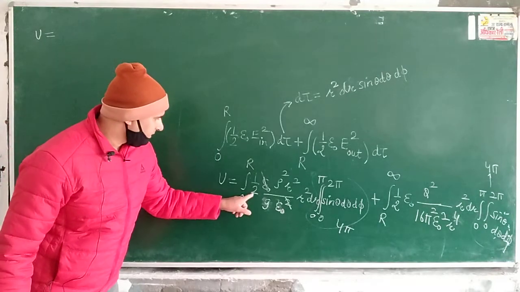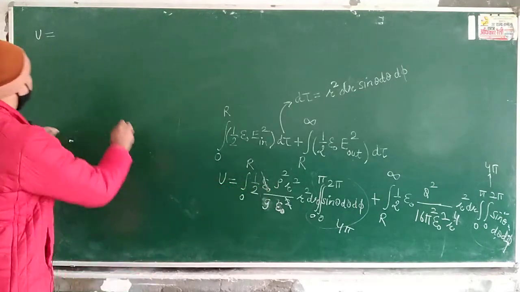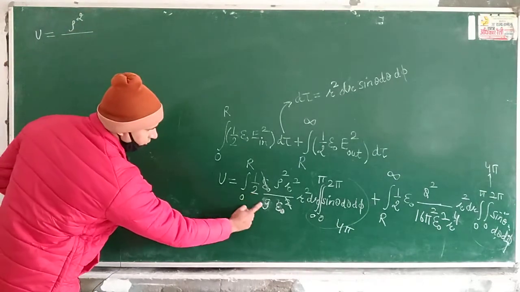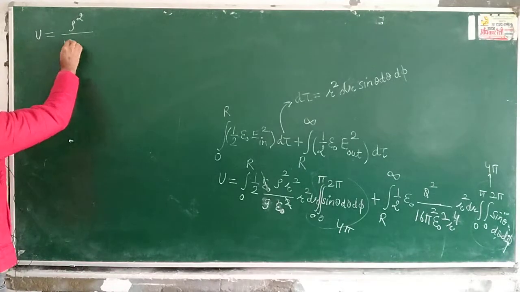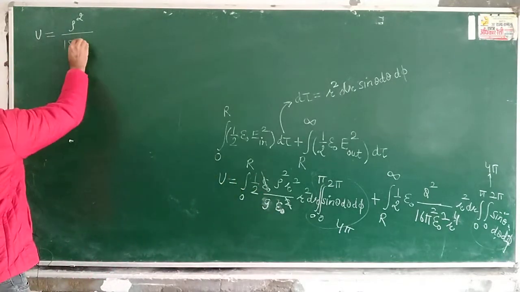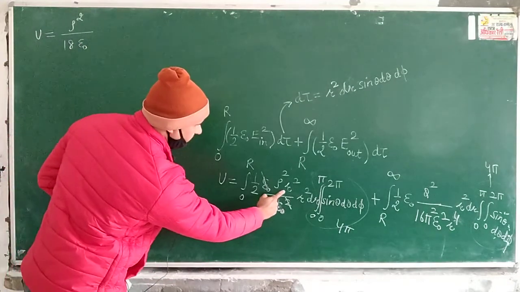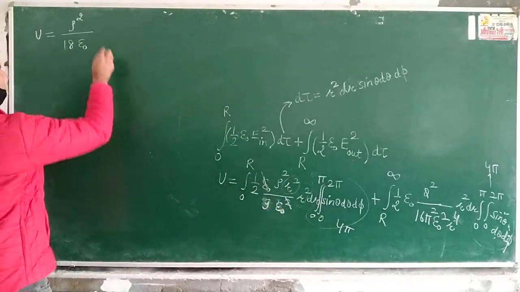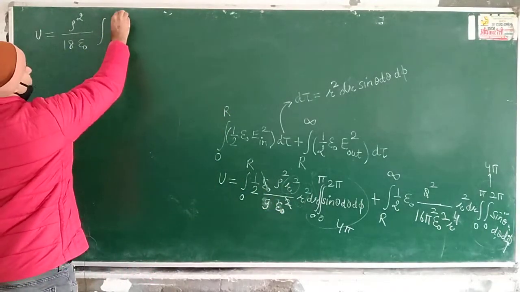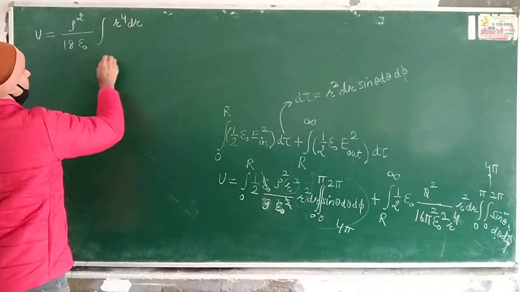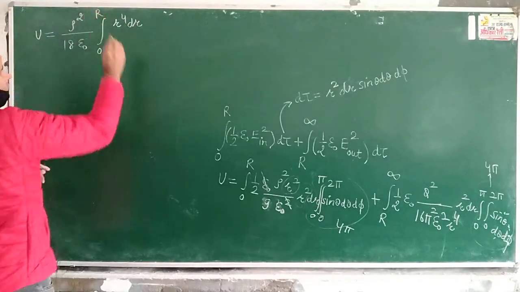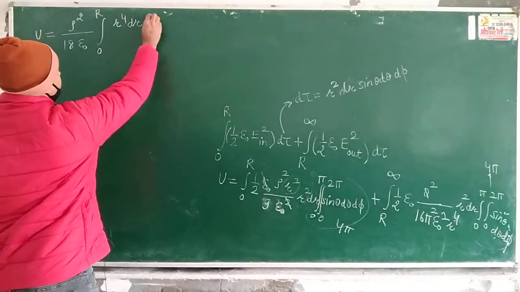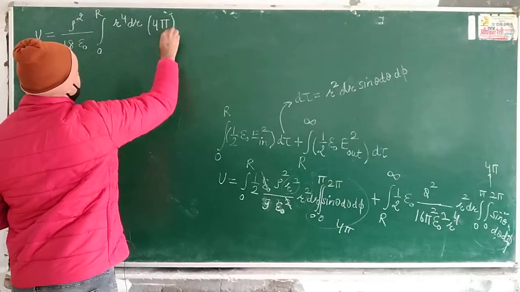And here you can see, you can take rho square out of integration, and then you have 2 into 9, that is 18, and then you have 1 power of epsilon node here, and then you have r square into r square. So it will be r raised to power 4. So integration r raised to power 4 into dr, and the limits of integration are 0 to r, and then you have this factor whose value is 4 pi. So here we have 4 pi.